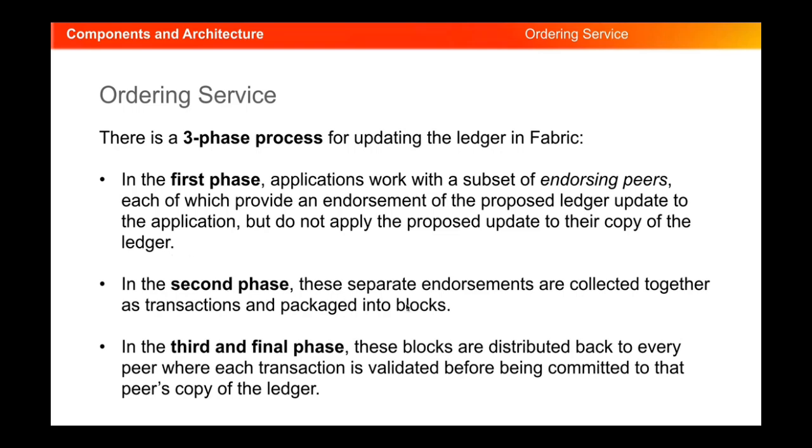Next, these separate endorsements are collected together as transactions and packed into blocks. In the third and final phase, these blocks are distributed back to every peer, where each transaction is validated before being committed to that peer's copy of the ledger. So this is a three-step process which is needed to update the ledger in Fabric.